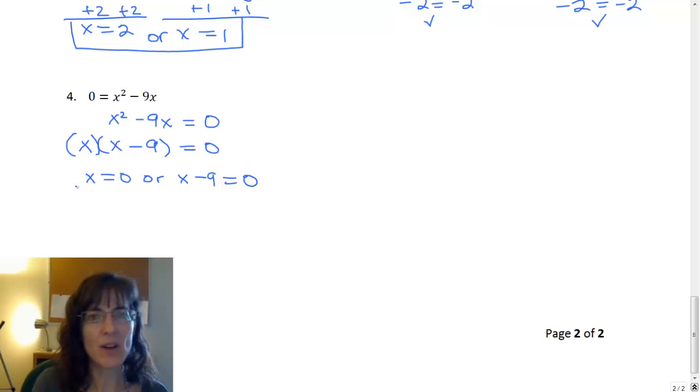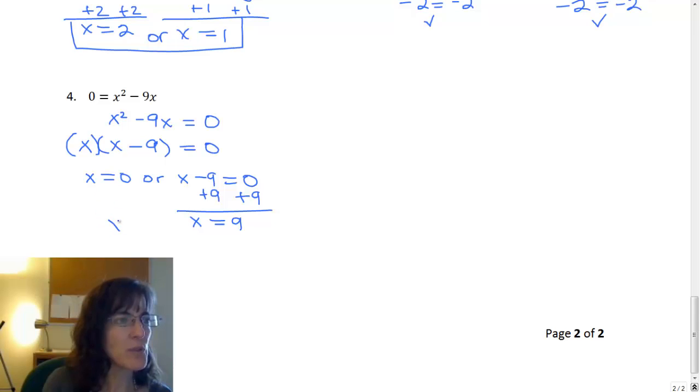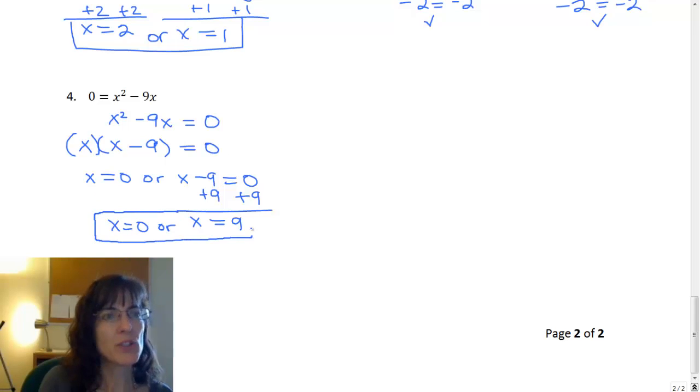This one's already solved for x. That's great. We're done there. This one I need to add 9 to both sides and get x equals a positive 9. So I have 2 answers, x equals 0 or x equals a positive 9. Check the first one.